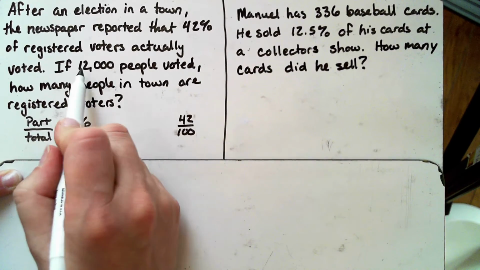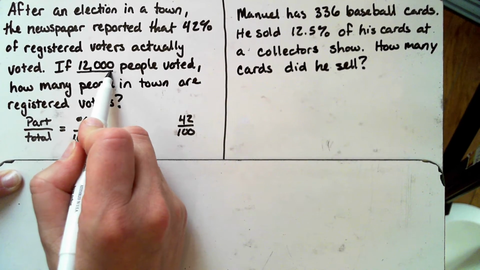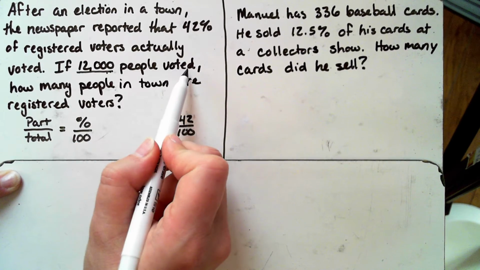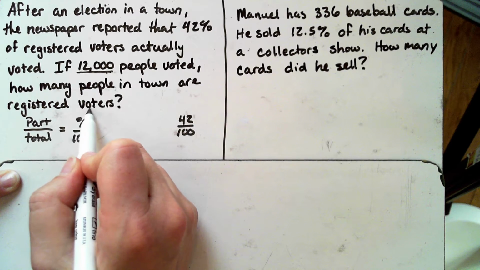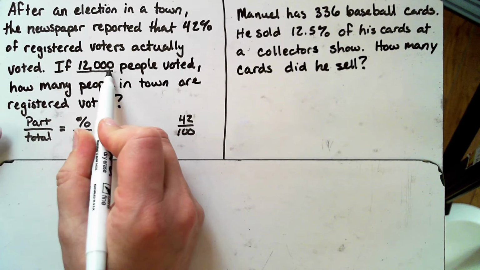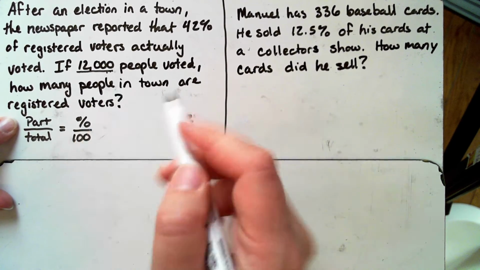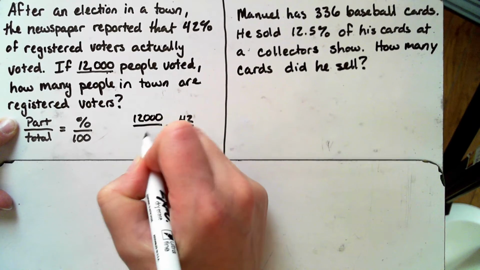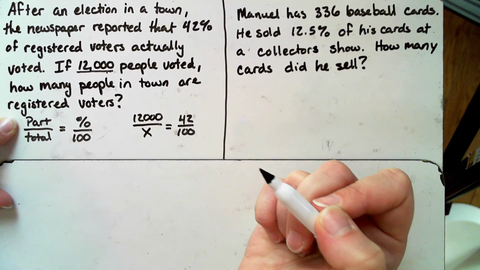And now I need to decide if 12,000 is the part that voted or the total amount. Now it says 12,000 people voted, and we want to know the total number of registered voters. So this is the part, so I'm going to put it on top of my fraction here. And I don't know the total, so I'm going to put an X.